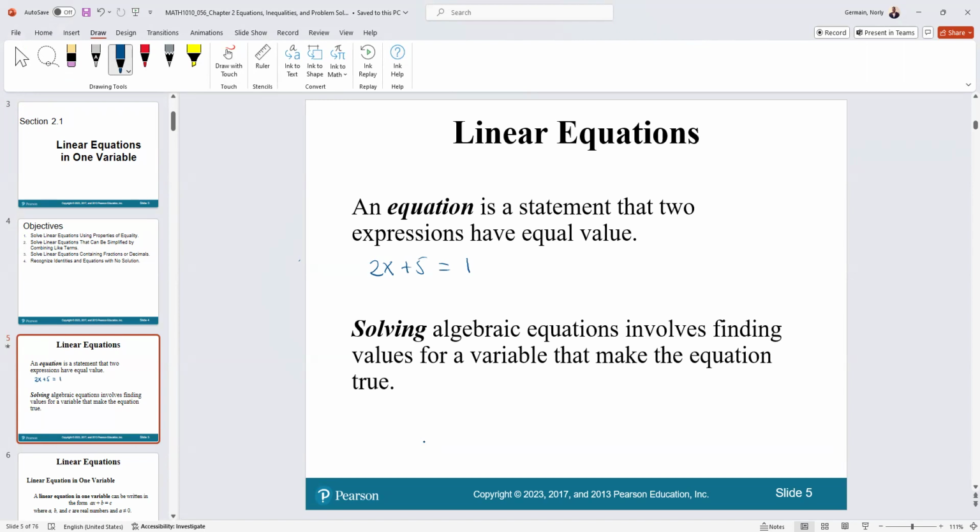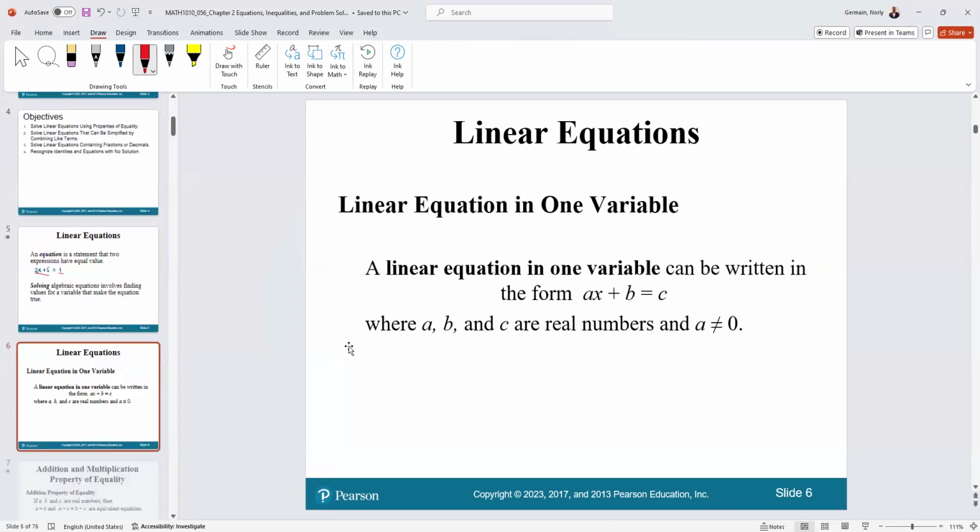We can ask this question: for which value of x is the left side of the equation equal to the right side? Because 2x plus 5 on the left is way bigger than only one on the right. But what value of x would make this statement true? So that's what we're going to learn how to do in these sections.